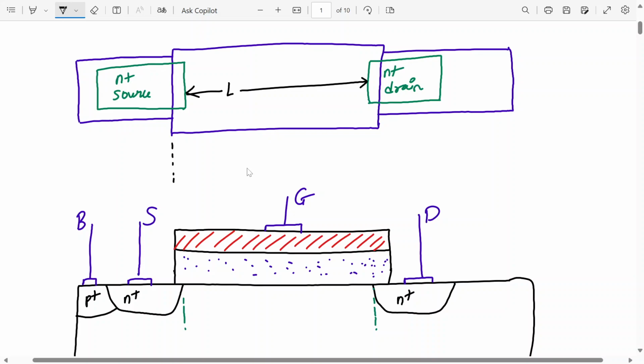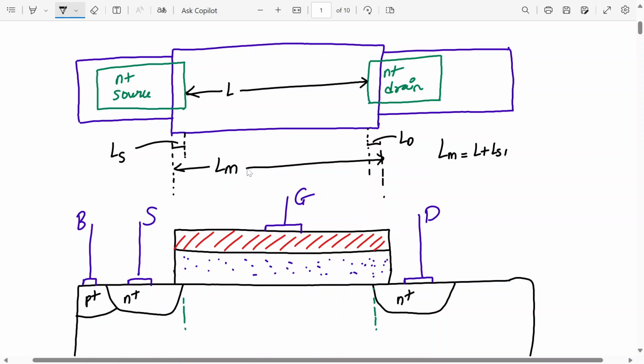This length we call the gate length. So this we call LM, the total gate length. Then this small overlap, do you see over here? This is a small overlap. This we call LS, overlap at the source, and this also here is a small overlap. This we call LD. Okay, so if I want to write hypothetically what is LM, how can I write it? So capital LM is equal to L plus LS plus LD.